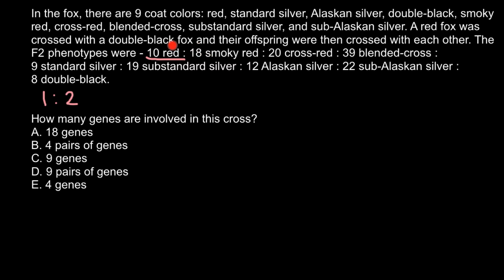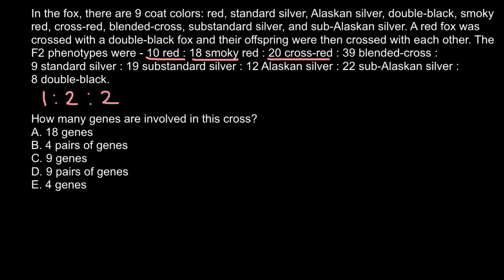And these numbers shouldn't be exactly twice bigger or twice smaller, because this is genetics and we are talking here about probabilities. So we are not looking for exact numbers like 10 and 20. This can be just an approximation. For example, here we may have 9 and here we may have 19 or 20. So next we have 20, that is cross red. So once again the ratio is 1 to 2 to 2.